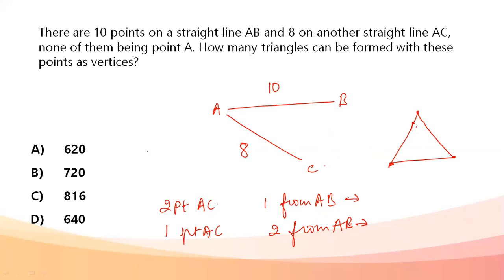Now, what I have to do? I have to do selection. It's not selection plus arrangement, it is just selection. So when I'm going to do just selection, I'm going to use combination. So my answer here becomes, this is my case 1, this is my case 2. First case, 2 points from AC and 1 point from AB.